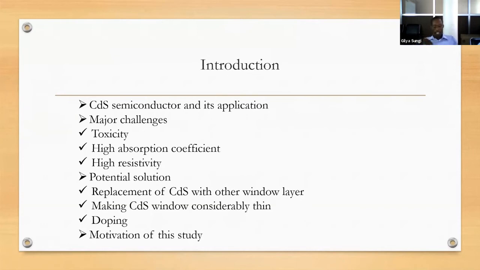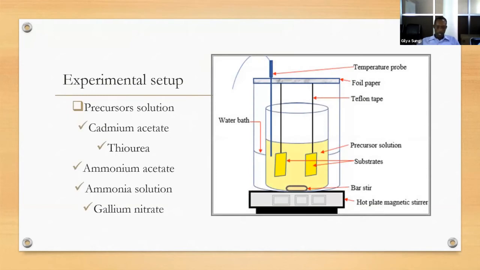So our interest was to investigate the effect of this gallium on how it can affect the transmittance of this material and also the conductivity. The experimental setup to prepare the film was, as can be seen on the screen, and the precursor solutions were prepared from these sources, in which we varied the concentration of gallium to see the effect of gallium in the cadmium sulfide buffer layer.